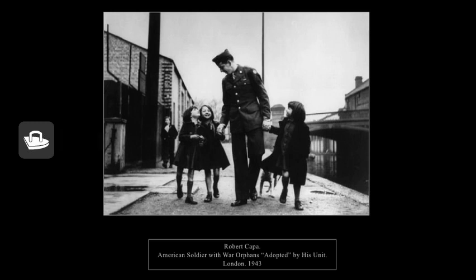Photos from World War II often highlight the positive relationship between the U.S. military and the civilian population. I think it's quite clear here.